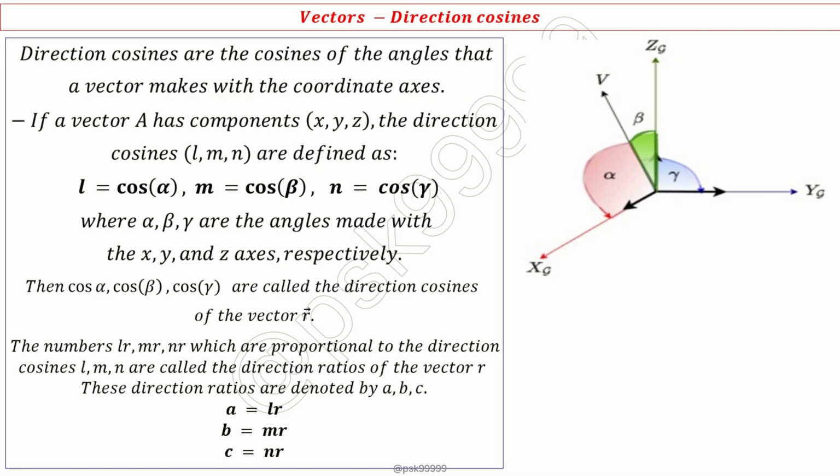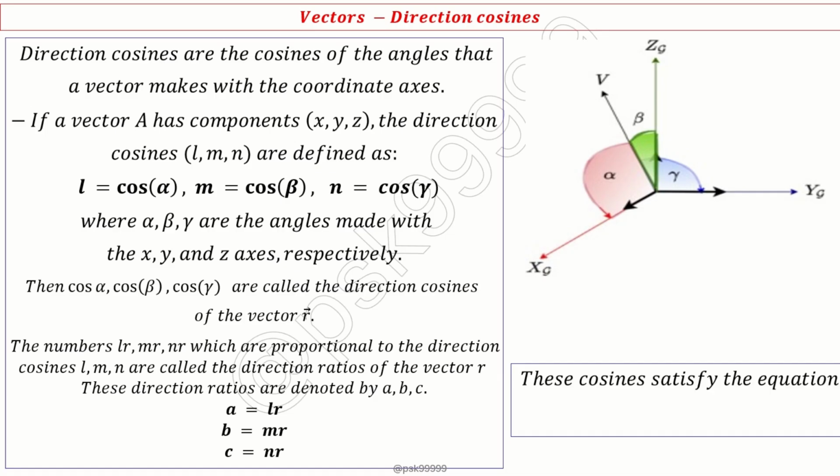Direction ratios are nothing but cos alpha, cos beta, cos gamma multiplied with the resultant vector. Then you will get three forces, the vectors in the x, y, z directions. They are the direction ratios. One thing you need to understand is that the cosines satisfy the equation l square plus m square plus n square equal to 1, that is, cos square alpha plus cos square beta plus cos square gamma equal to 1. Now let's go next.